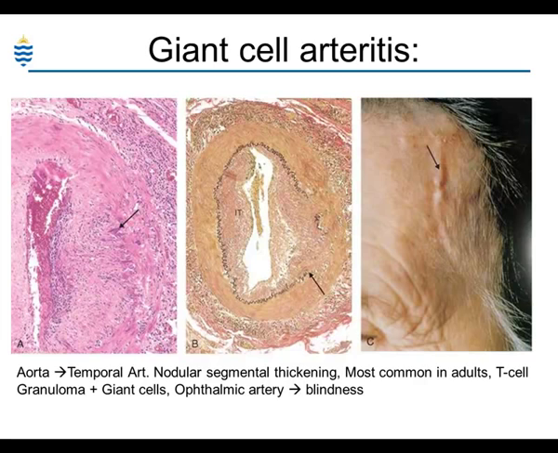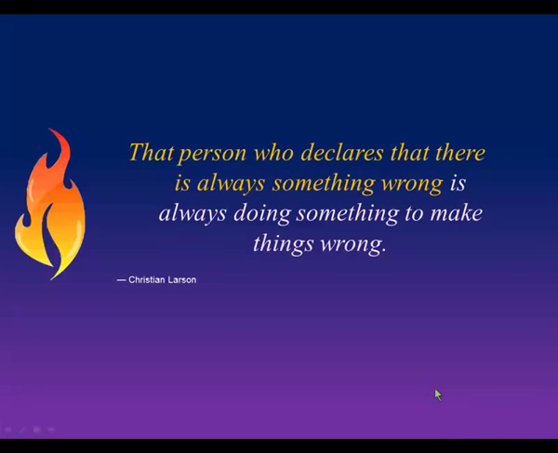Giant cell arteritis, it can affect aorta as well as small blood vessels, typically the temporal arteries. Focal nodular granulomatous inflammation with giant cells and rupture of the elastic lamina. See, that is the elastic lamina, rupture of the elastic lamina, and that appears as painful nodules on the surface. Giant cell arteritis.